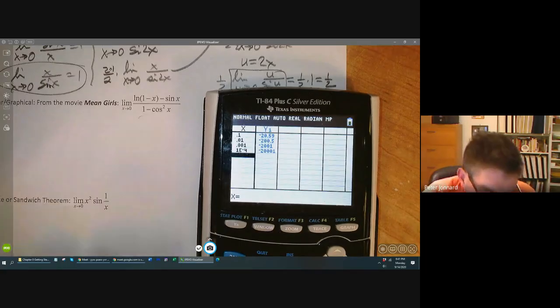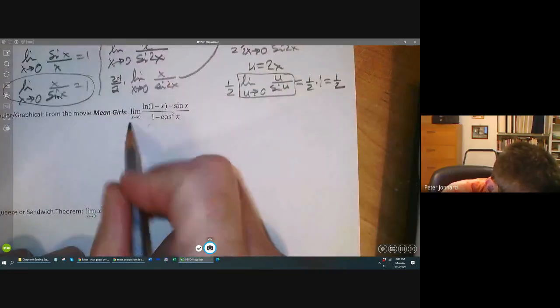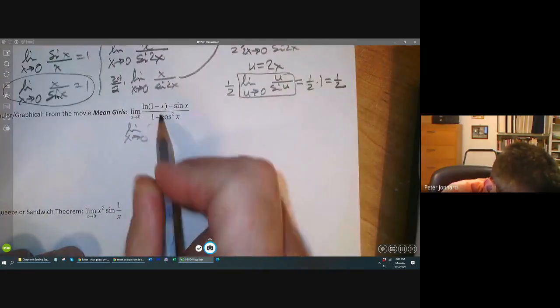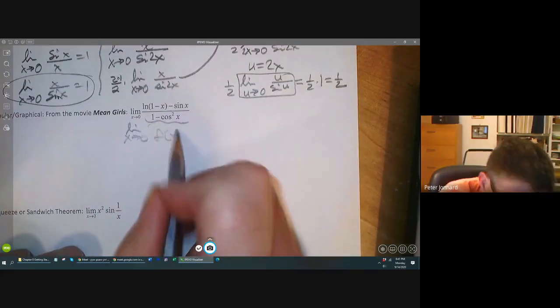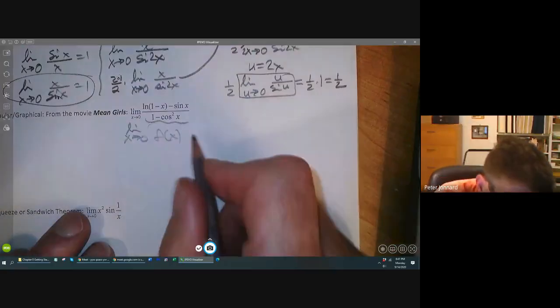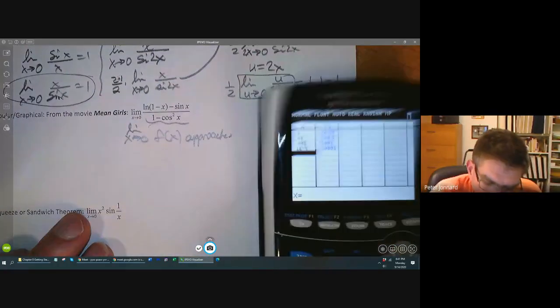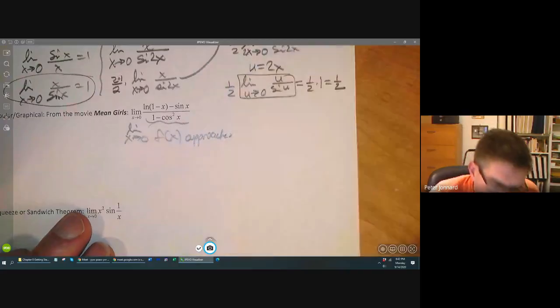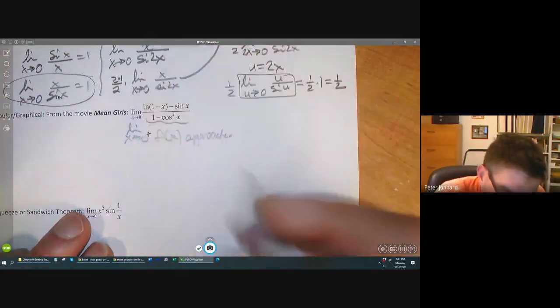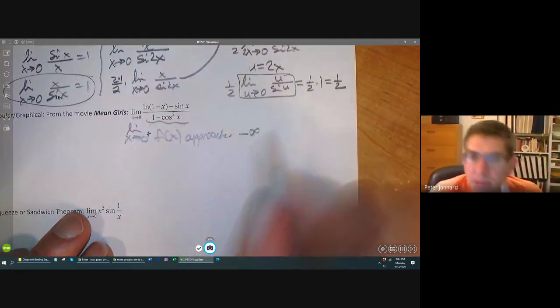So I end up with, as x approaches 0, the limit as x approaches 0 of, I'll call this the function f of x to save time writing. This one approaches, I'm approaching from the right. I've been putting in positive values. So 0 from the right approaches negative infinity.